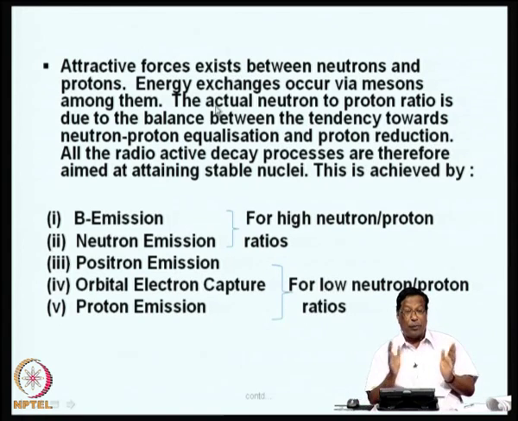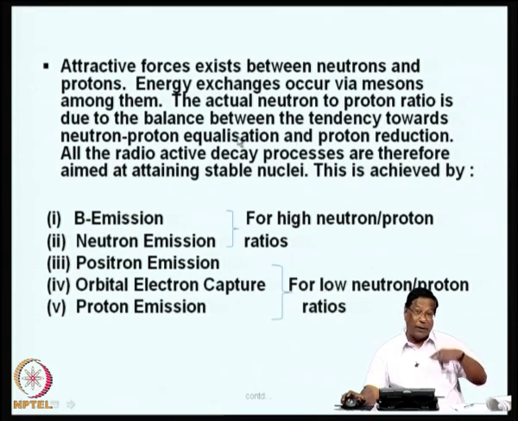The actual neutron to proton ratio in a given compound is due to the balance between the tendency towards neutron proton equalization to reach the magic numbers, as well as proton reduction, minimum number of protons for a given compound, so that isotopes are less. All the radioactive decay processes that we see are attempts by an active element aimed at attaining a stable nucleus, that is, the magic numbers 2, 8, 18 and those things that we have referred to earlier.